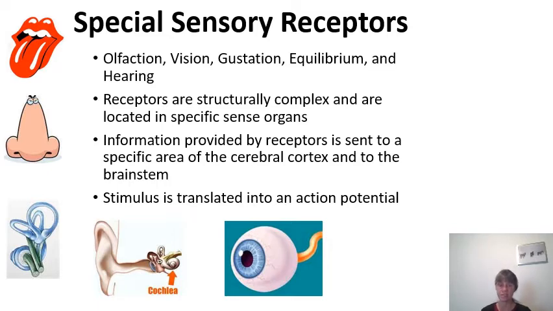And the information that's provided by these receptors is going to be sent to a specific area of the cerebral cortex as well as to the brainstem. Stimulus is going to be translated into an action potential. So even though we get light stimulus into our eyes, it has to be translated or transduced into an action potential in order for nerves to communicate with areas of the central nervous system.